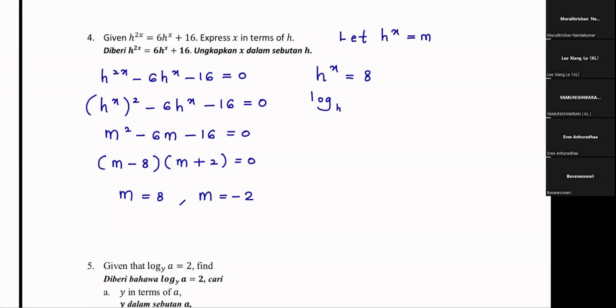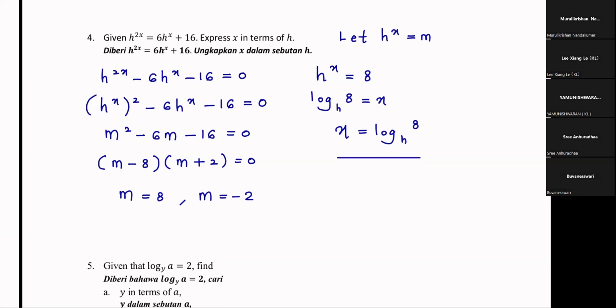It's going to be log h. You see, the base is still base. This one is a base, and this one also base. The base is still the base. Only the x and 8 will exchange the place. So x 8 datang sini, dia akan pergi x sebelah sana. So your x is log h8.